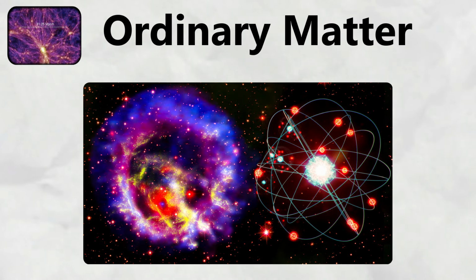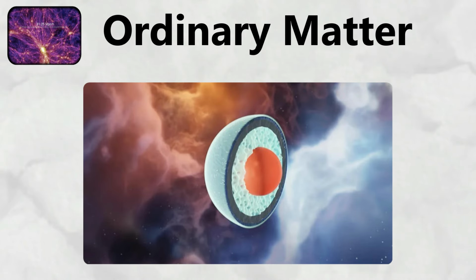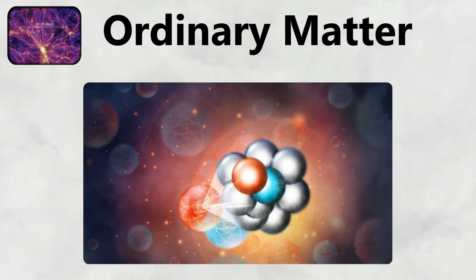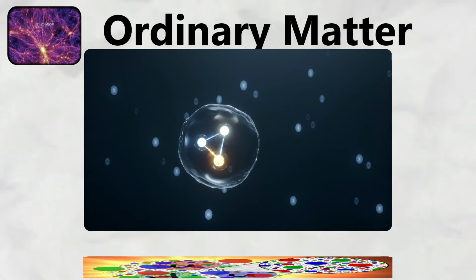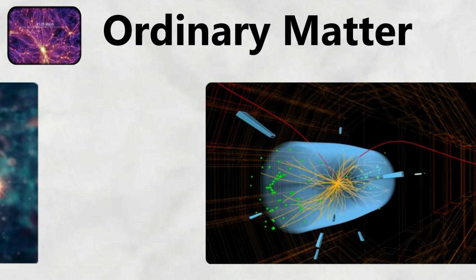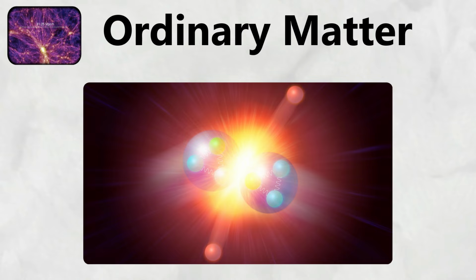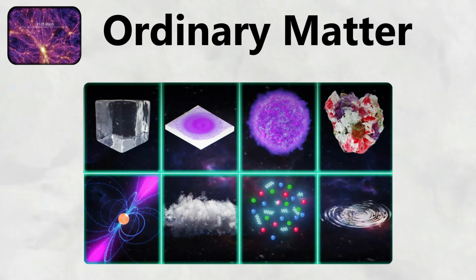Protons and neutrons, which make up atomic nuclei, are themselves composed of smaller particles called quarks. Protons contain 2 up quarks and 1 down quark, while neutrons contain 1 up quark and 2 down quarks. These quarks are held together by the strong nuclear force, mediated by particles called gluons. Electrons orbit the nucleus and belong to a different class of particles called leptons, which do not experience the strong nuclear force. The 4 fundamental states of ordinary matter are solid, liquid, gas, and plasma.